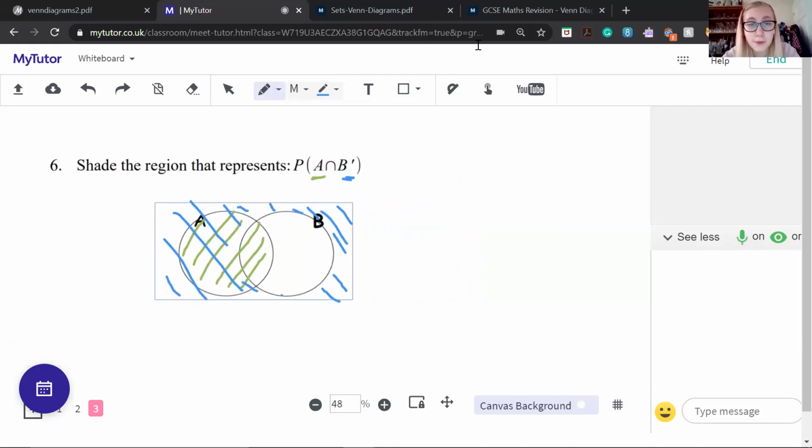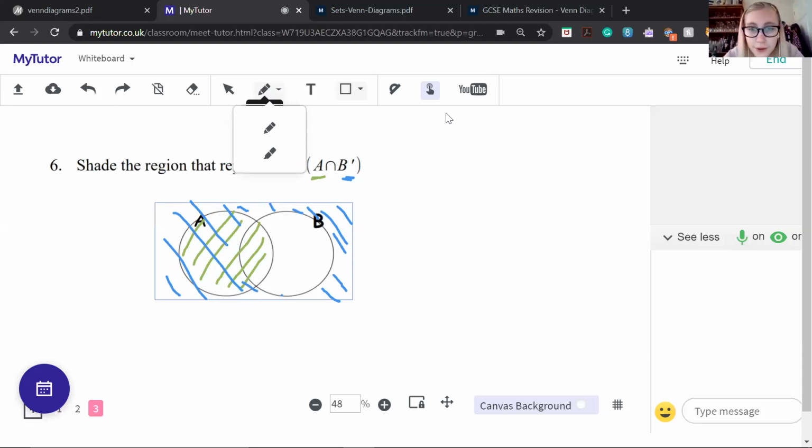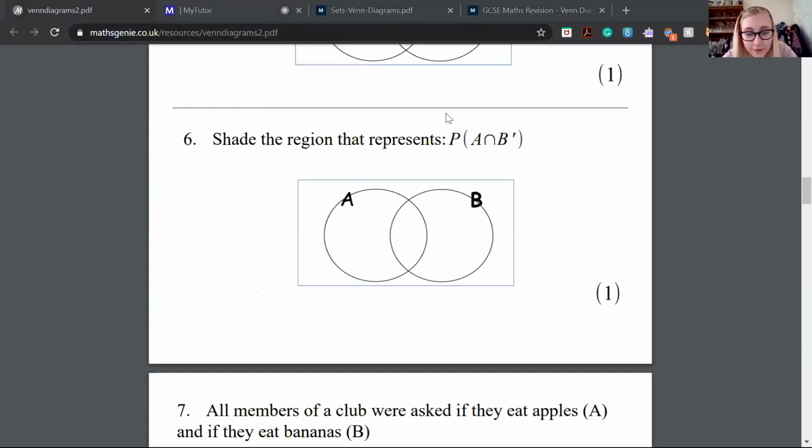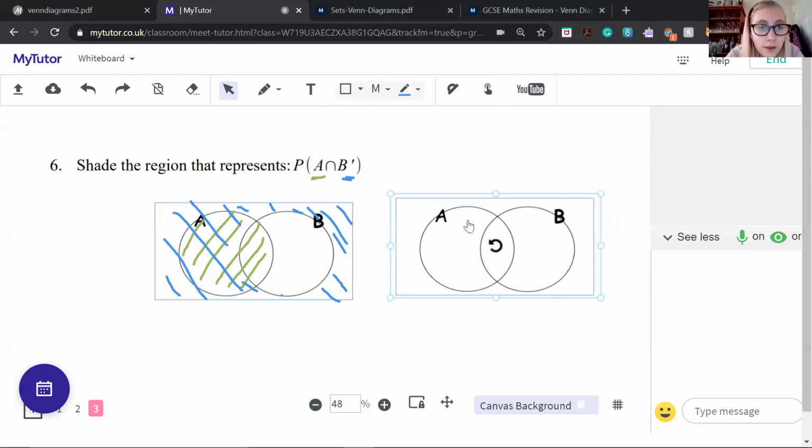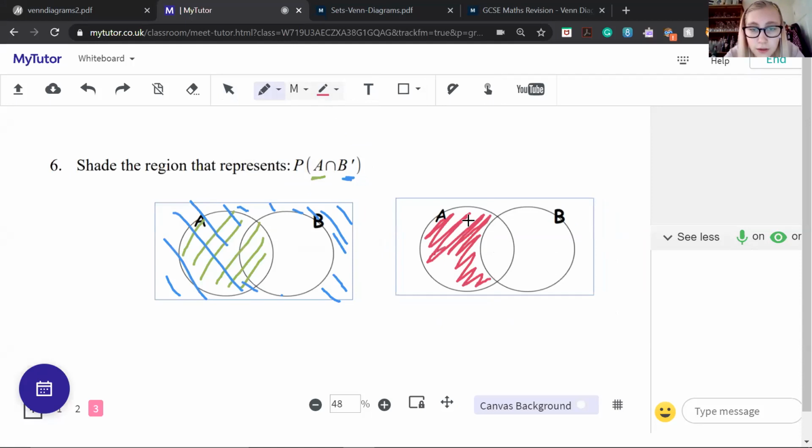Now we've got to look at the symbol. So here's where the lines, because it's an intersect, it's where our lines intersect. That's why I always do some lines going that way, some going that way, so that I can see where they cross. Because it's an intersect, it's this little crescent bit of A. So if I pop this on here again, that's our solution, is just this bit of A.